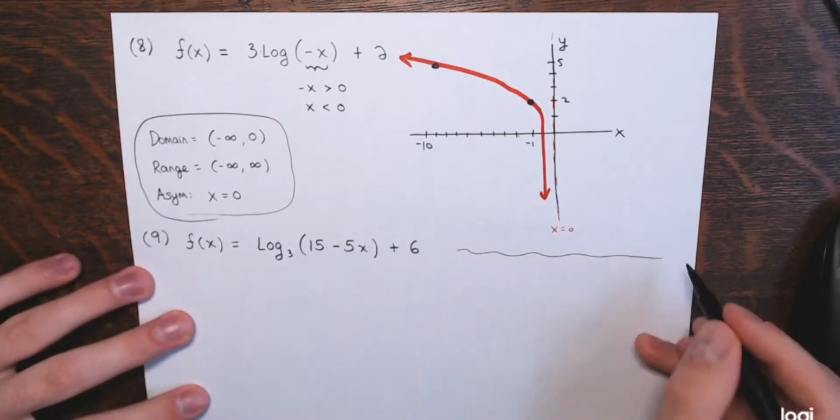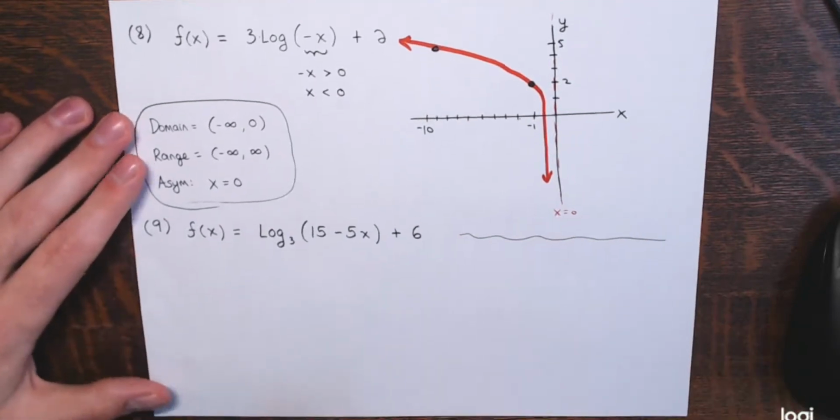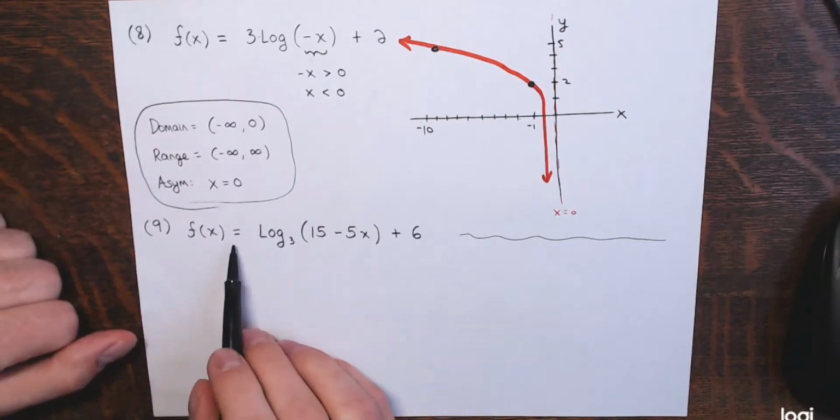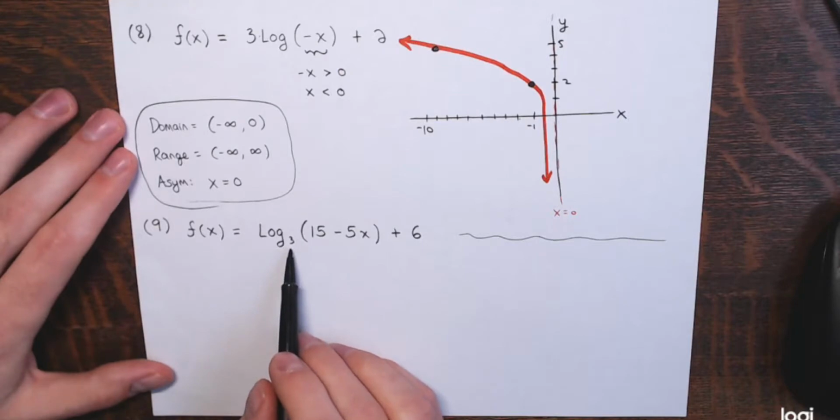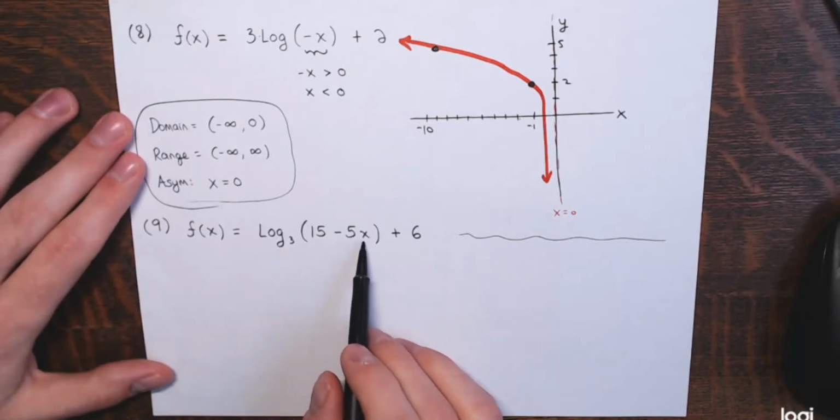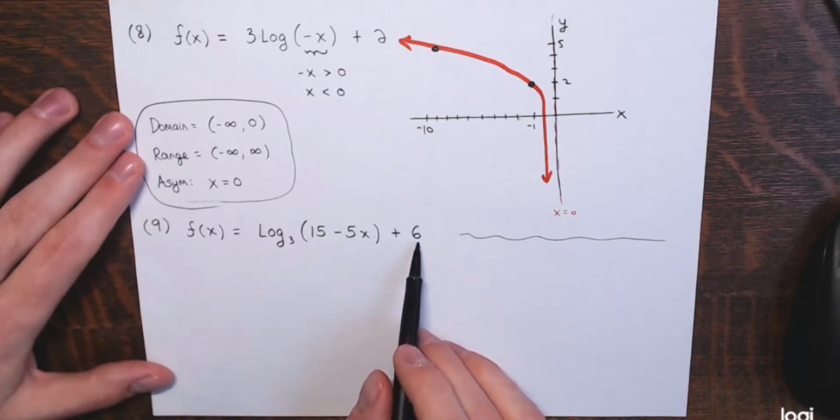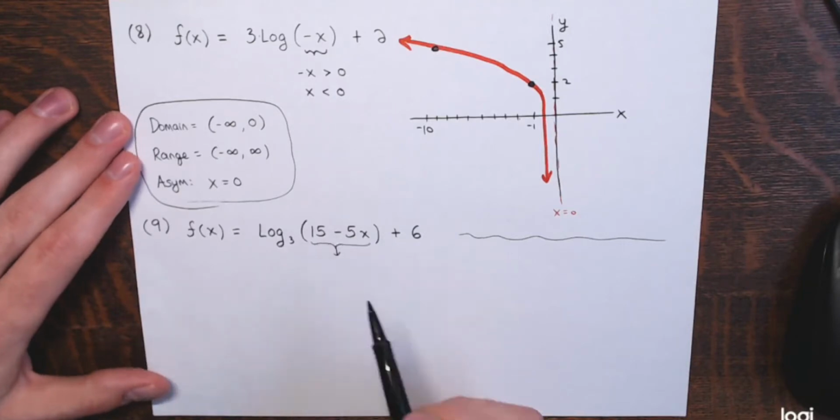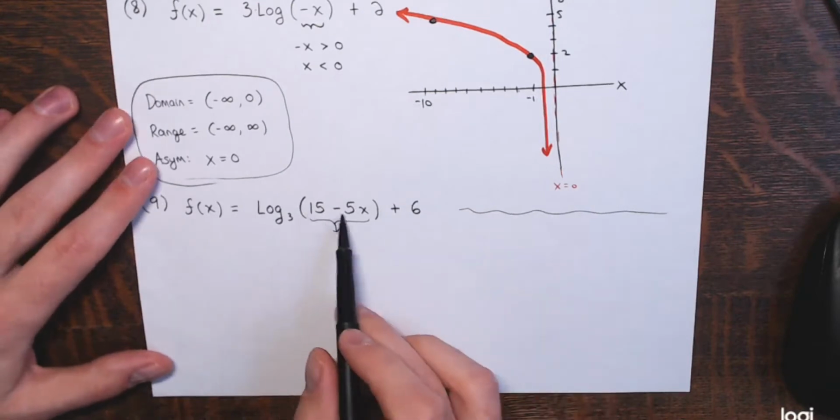Okay, and then the final example I have for this video, where I'm doing the same exact stuff. f of x equals the log base 3 of 15 minus 5x, plus 6. So once again, the domain is very easy to determine, I feel. Take the expression inside the logarithm. This number must be positive.